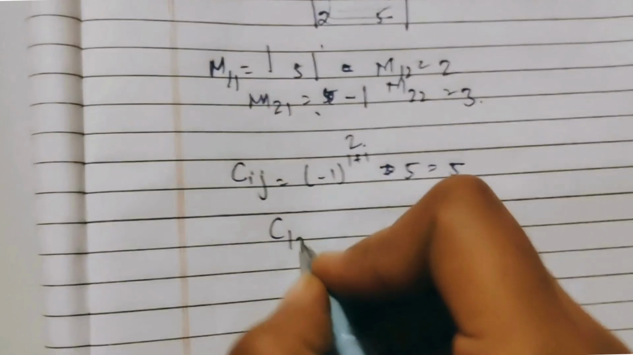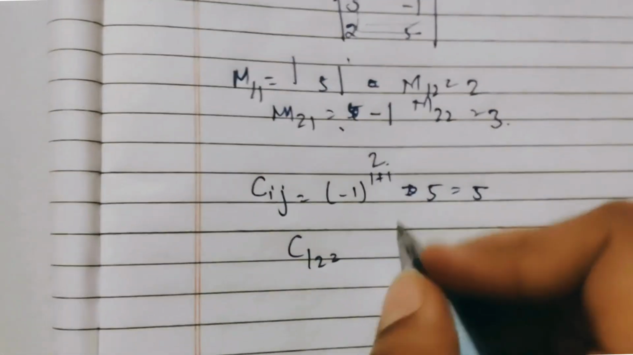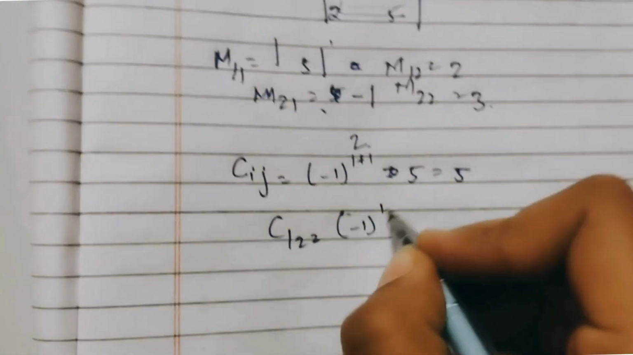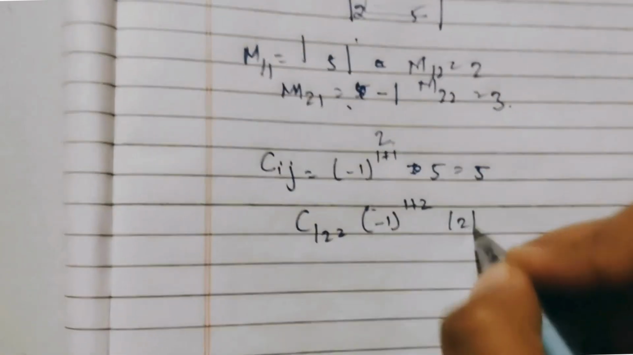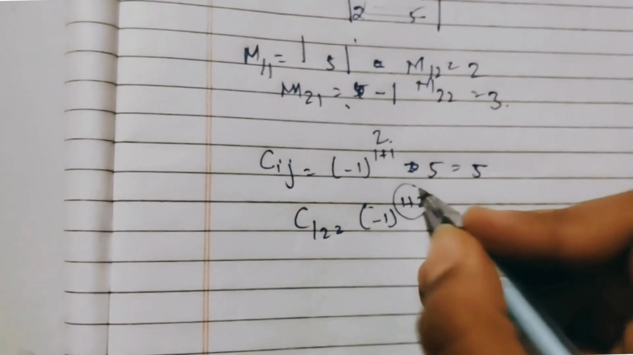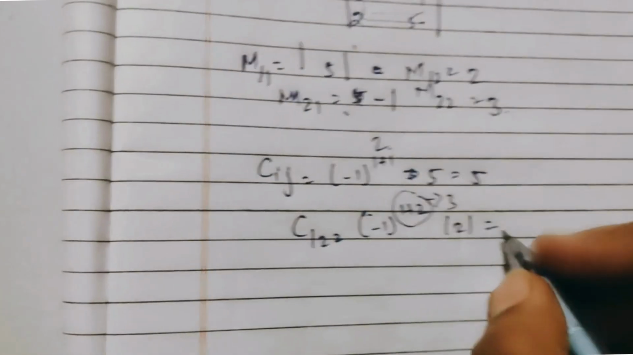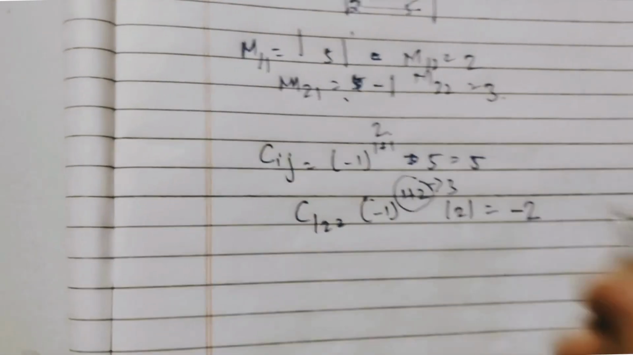Now for C12, what are we getting? Here there is (-1) to the power 1 plus 2, and here we have the answer 2. Now this is 2 plus 1, that is 3. So we'll get the answer -2, a negative answer.